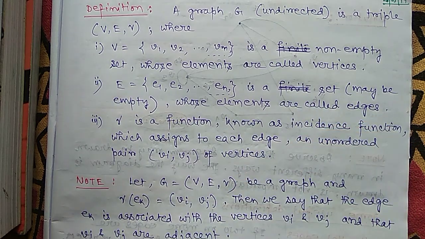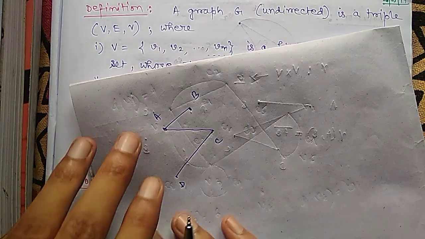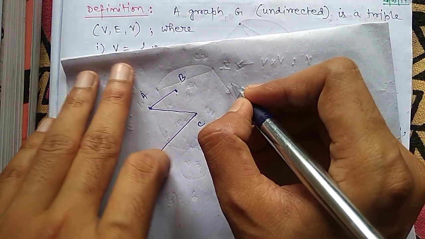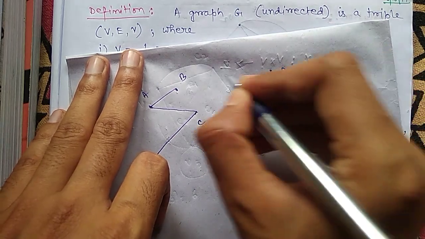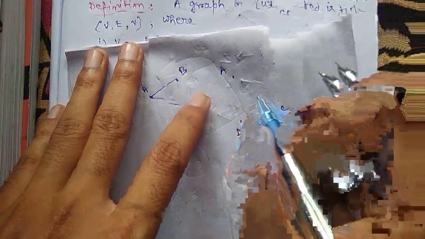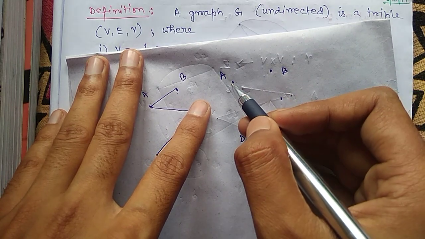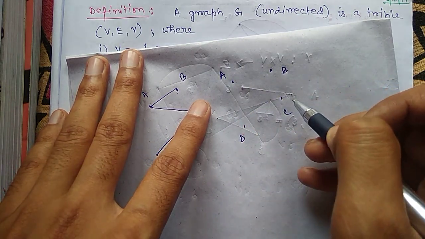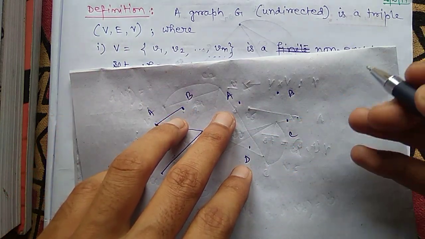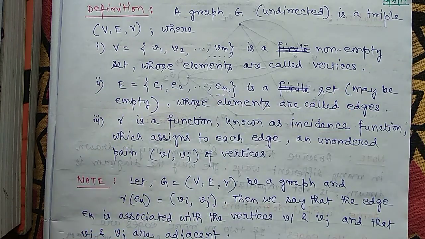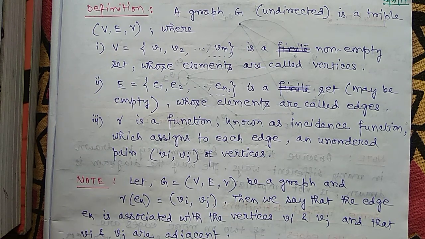edges. Why may this be empty? Because if the discussion was just like this, A, B, C and D are 4 people where no one knows one another, so there is no line between any 2 dots, so here there is no edge. And finally, gamma is a function known as the incidence function, which assigns to each edge an unordered pair Vi, Vj of vertices.